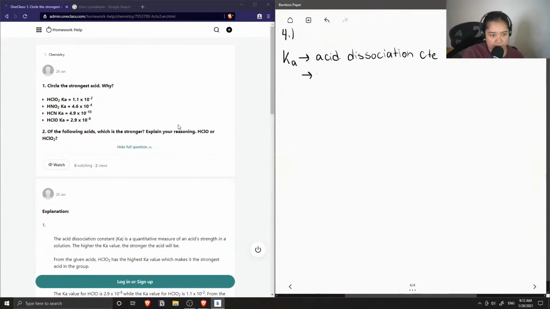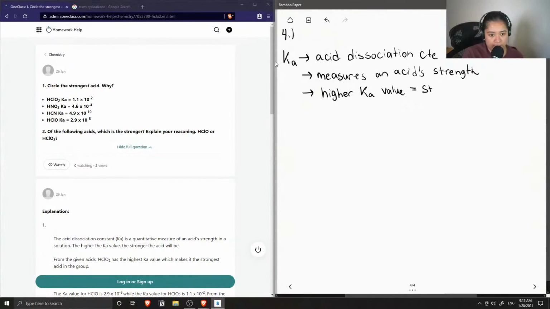And basically, it measures an acid's strength and how well it is able to donate a proton. So when we have a higher Ka value, this means we have a stronger acid.